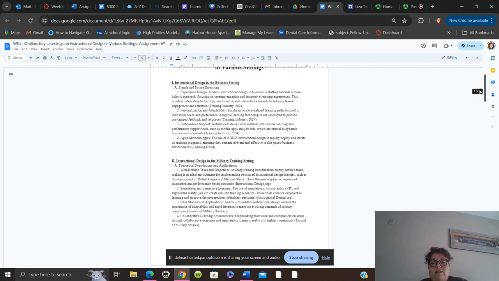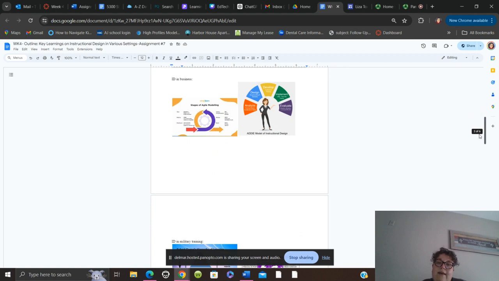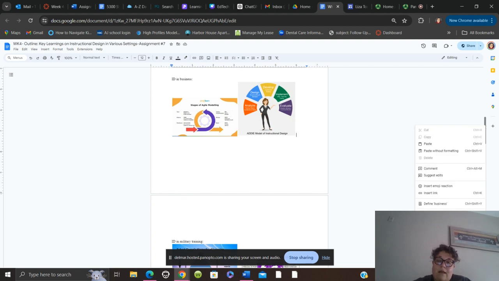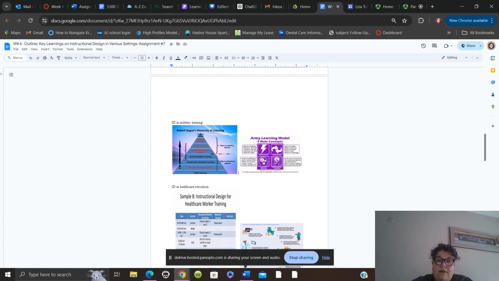And you can read more by looking more closely at the bullets. And of course, here I did include the ADDIE model for the ID in business, and also the stages of agile modeling, which is what I mentioned in the business part of the outline. Right over here, in the military section of my outline, I included Robert Gagne's Hierarchy of Learning and the Army Learning Model, which is 4 main concepts.